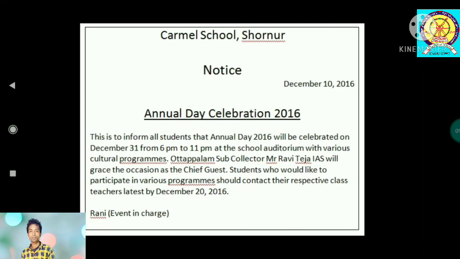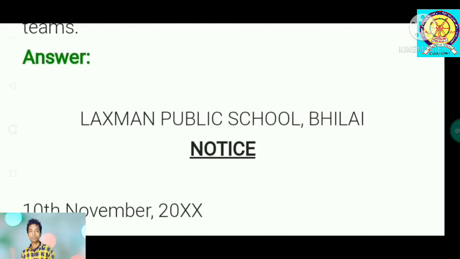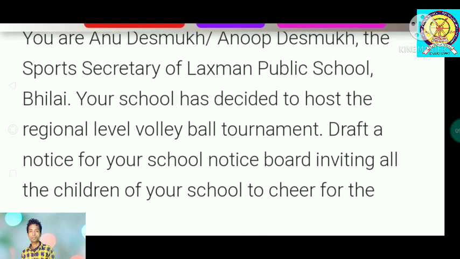So let's check one question. You can see one question here. You are Anu Deshmukh or Anup Deshmukh, the sports secretary of Lakshman Public School, Bhilai. Your school has decided to host the regional level volleyball tournament. Draft a notice for your school notice board, inviting all the children of your school to cheer for the teams.